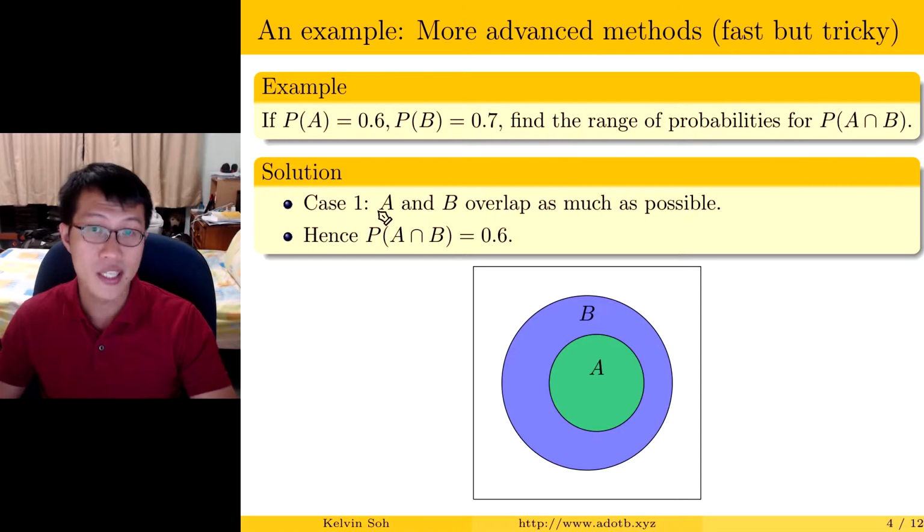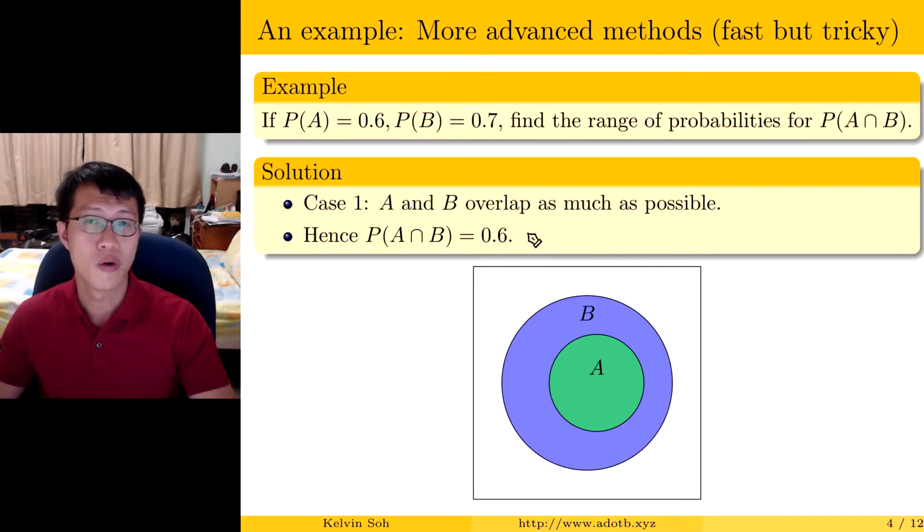For the first case, we want A and B to overlap as much as possible. Because the probability of A is smaller than the probability of B, this will happen if A is a proper subset of B. In such a case, the probability of A intersect B would then be 0.6. What about the other extreme?